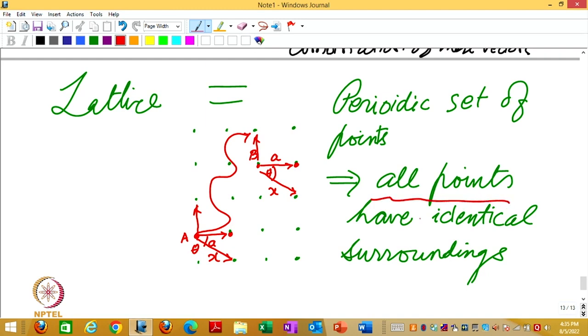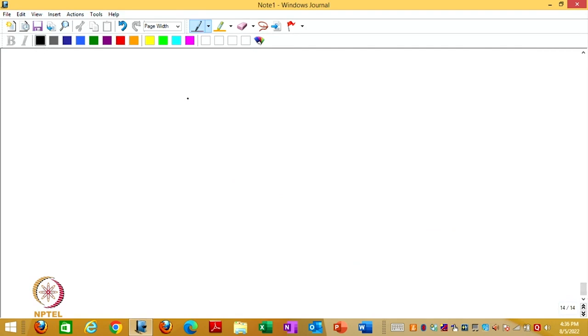So, that is very, very important, all points have identical surrounding. Now, let me try to answer the question which was asked. An interesting question which was asked was, can I not select, in this I selected A and B. The question is, can I not select, let us say, A by 2 and B by 2, let me call them A prime. So, can I not select A prime and B prime as my basis vector? What will happen if I select A prime and B prime?